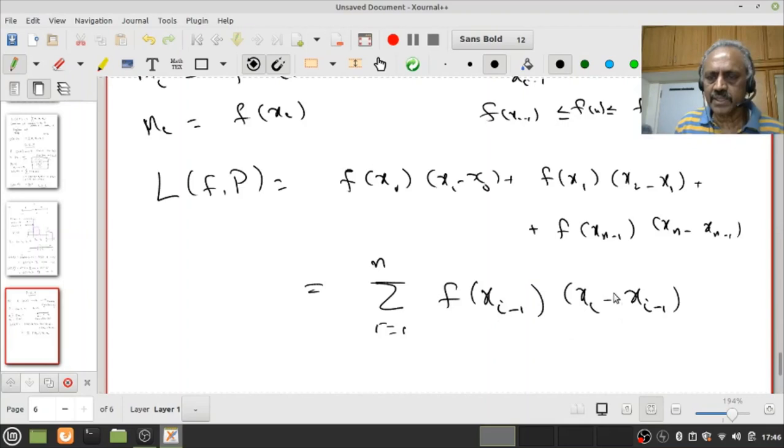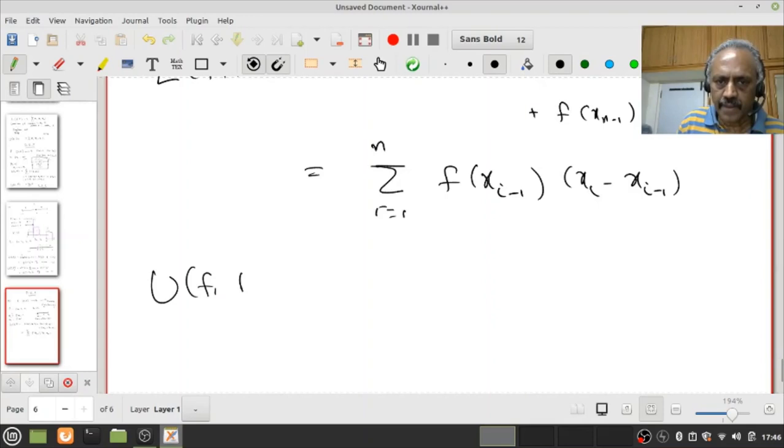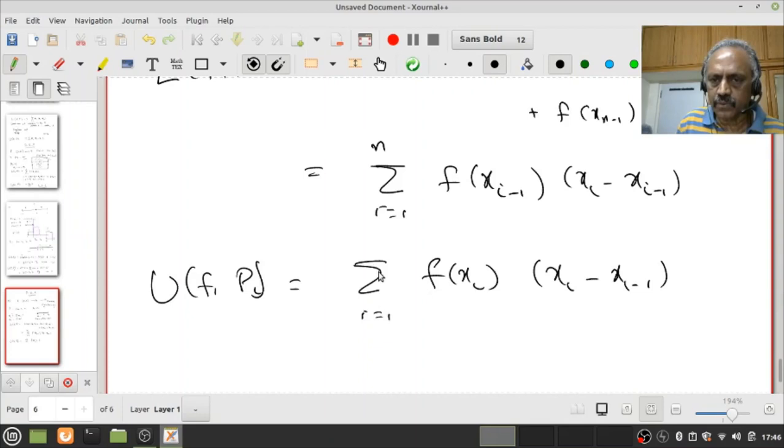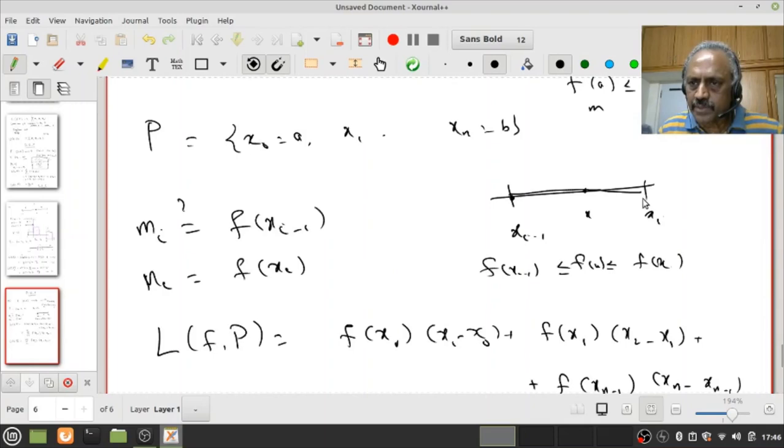And what is your U of f, P? U of P is the summation of f of xi into xi minus xi minus 1, i equal to 1 to n, because on the interval the supremum, capital M i, will be f of xi. So that's what we are doing. You follow that?